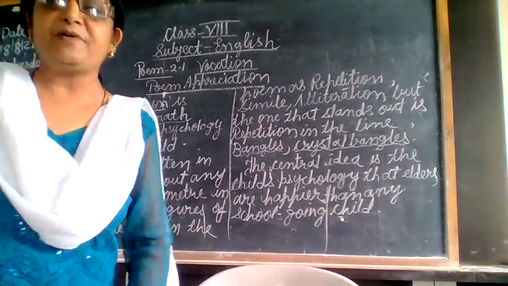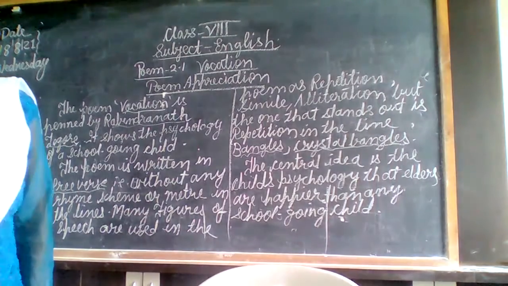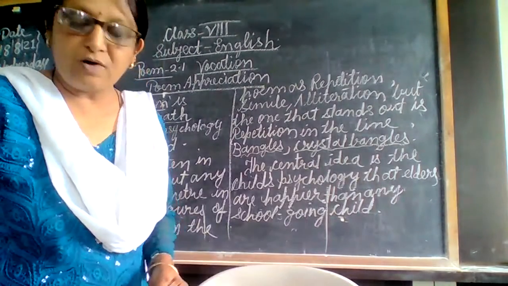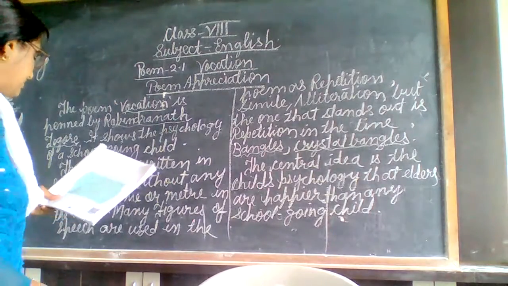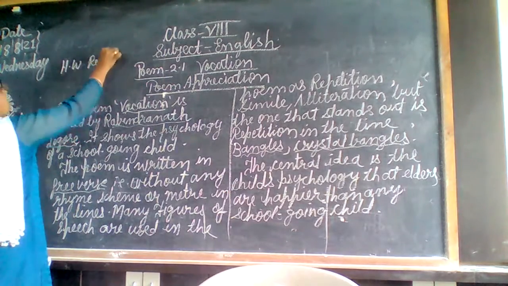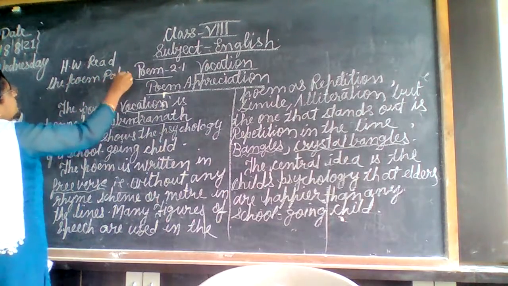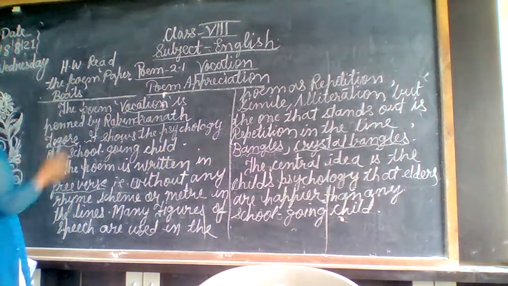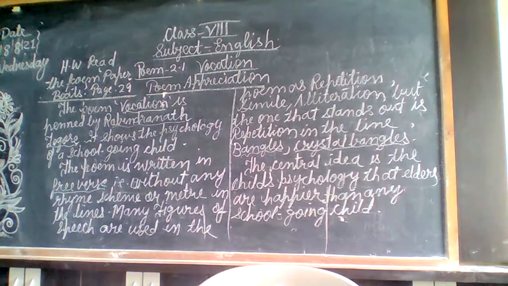You have to prepare the poem appreciation of every poem, the question answers and the grammar section. Another poem is there for the practice of this poem, on page number 29. So your homework is to read that poem. The name of the poem is Paper Boats. Notes are given there. So your homework will be to read the poem Paper Boats on page 29.